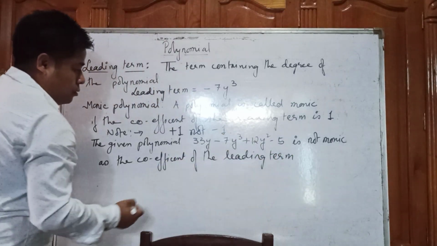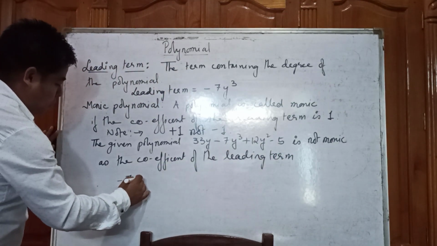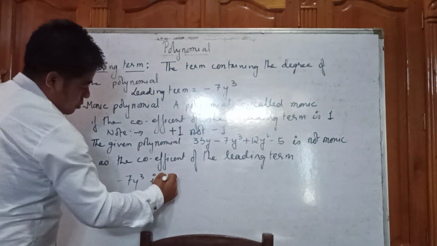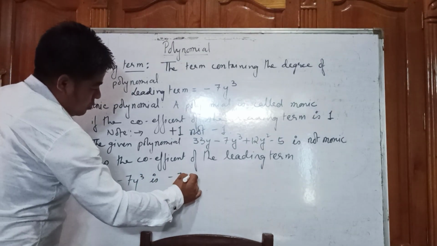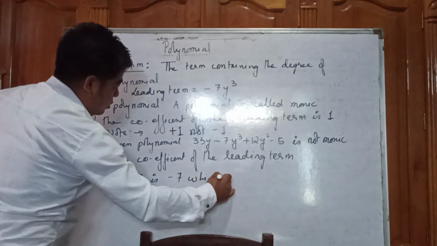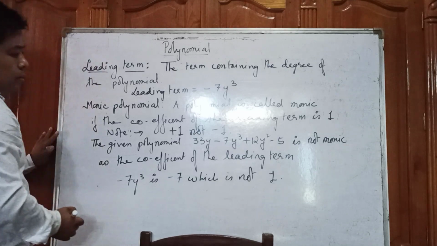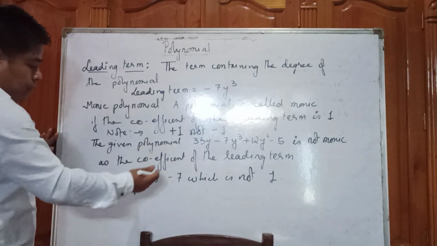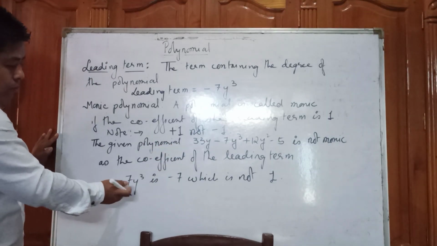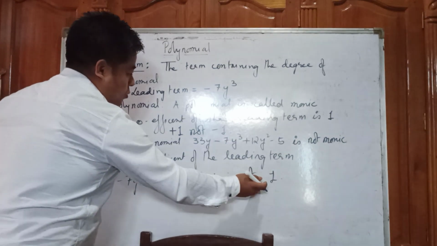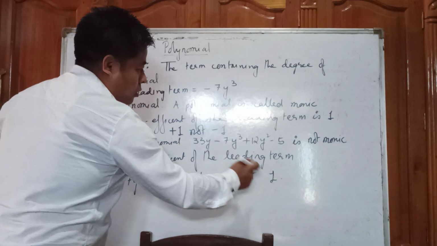The coefficient of the leading term, that is, minus 7y cubed, is minus 7, which is not plus 1.